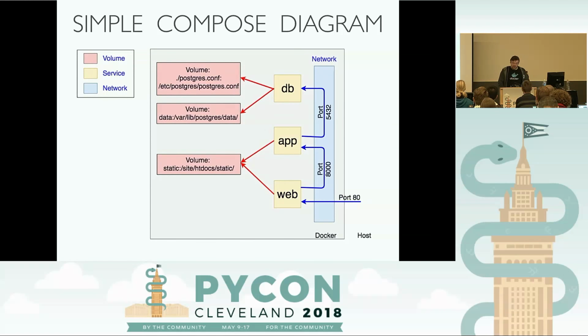So here's a very simple Docker Compose diagram. I'm going to talk a little bit more about this in detail later, but I just want to mention the main parts are the services that run, which are your containers. There's a network that connects them, and then there's volumes that store your persistent data that those services generate and use.